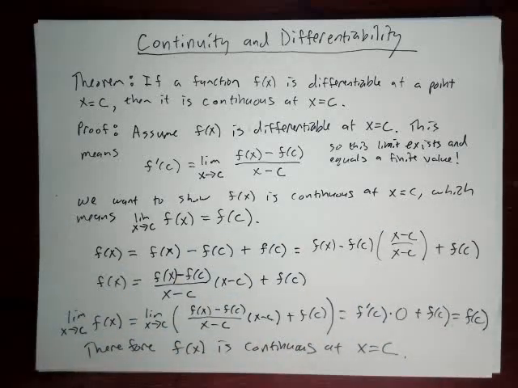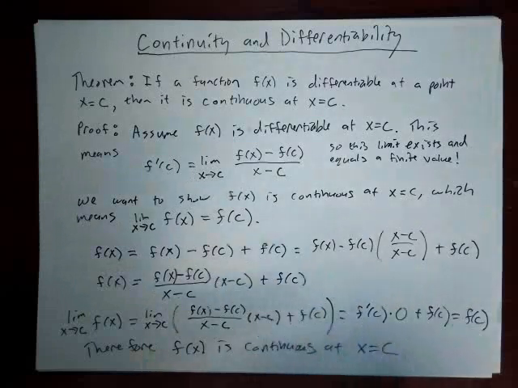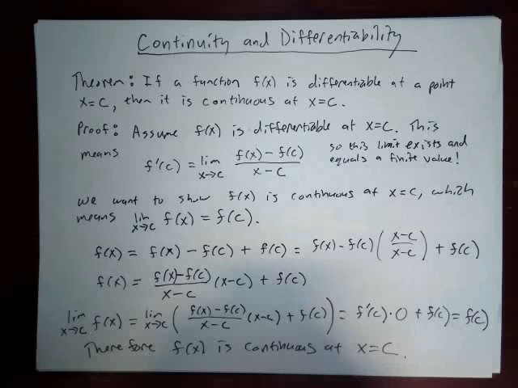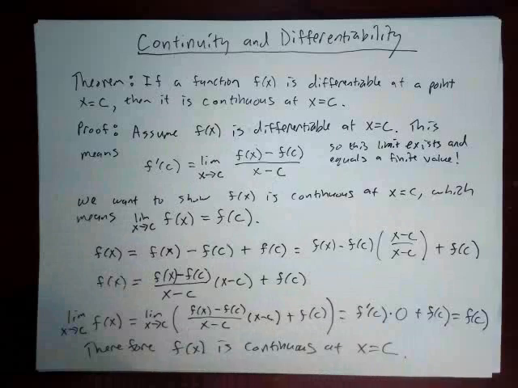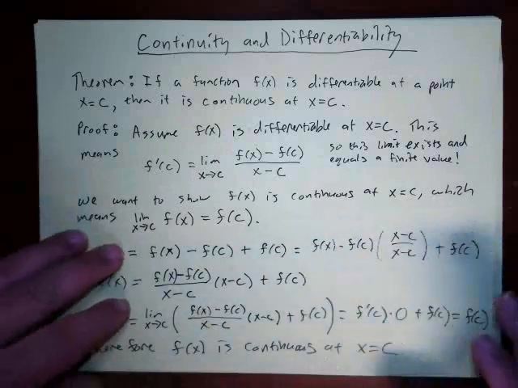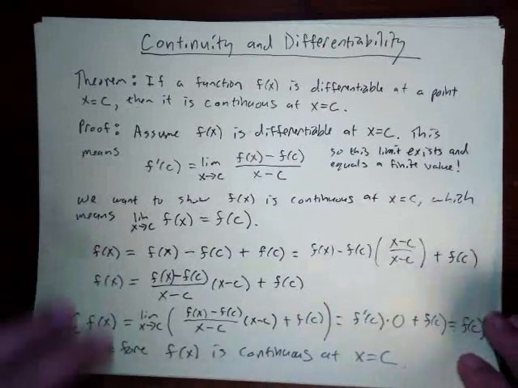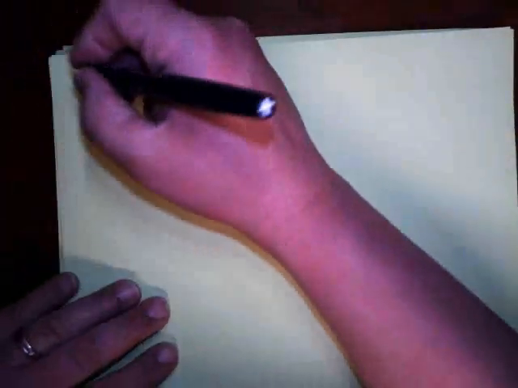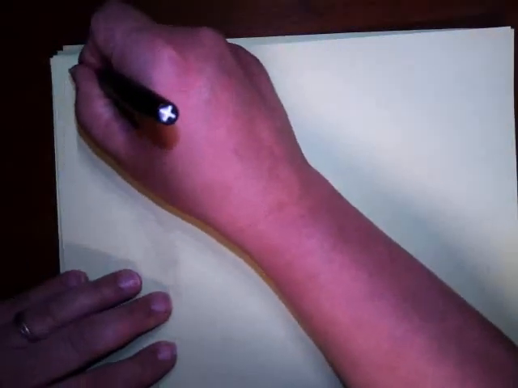It's a neat little proof. Not at all obvious, but definitely true. And so what you get here is that differentiability is a sufficient condition to ensure that the function is continuous. So if it's differentiable at a point, it will be continuous at that point. So let's write some things here and show some pictures.